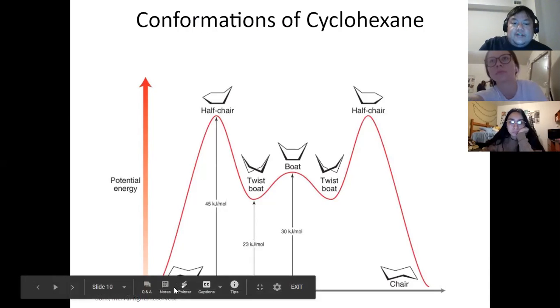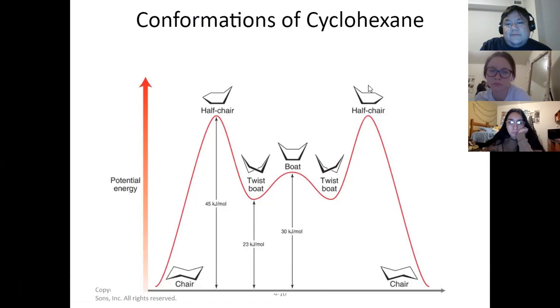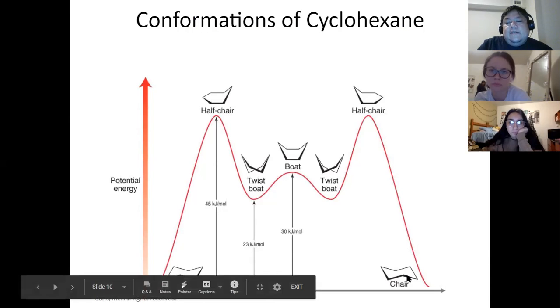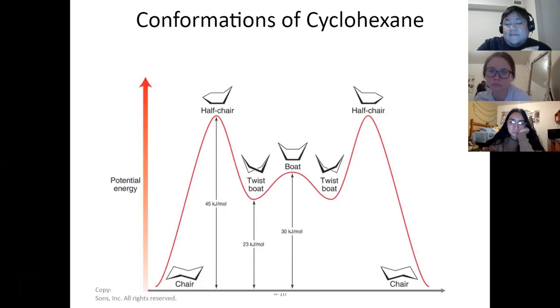Chair conformation, chair flips. You go from chair to half chair to twist boat to boat to twist boat to half chair to chair. And this is actually what happens when you do a ring flip. It takes a lot of energy to go through these. So when you get into a happy conformation, it can flip to the other one, but it just depends.